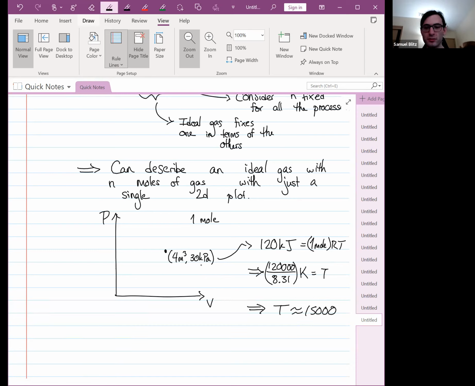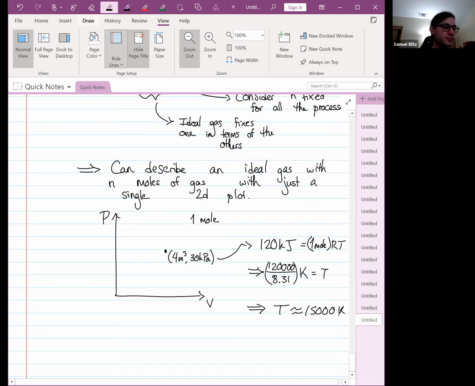So for a single mole of gas in that big of a volume, its temperature has to be really, really high. So maybe this was a bad example because this leads to very unphysical numbers, because 15,000 Kelvin is hotter than the surface of the sun. But these are just some random numbers that I pulled out.